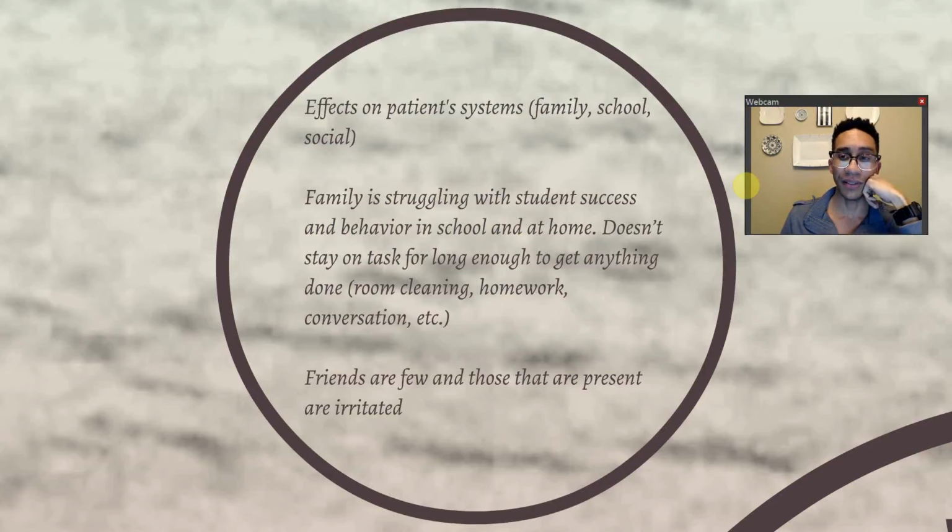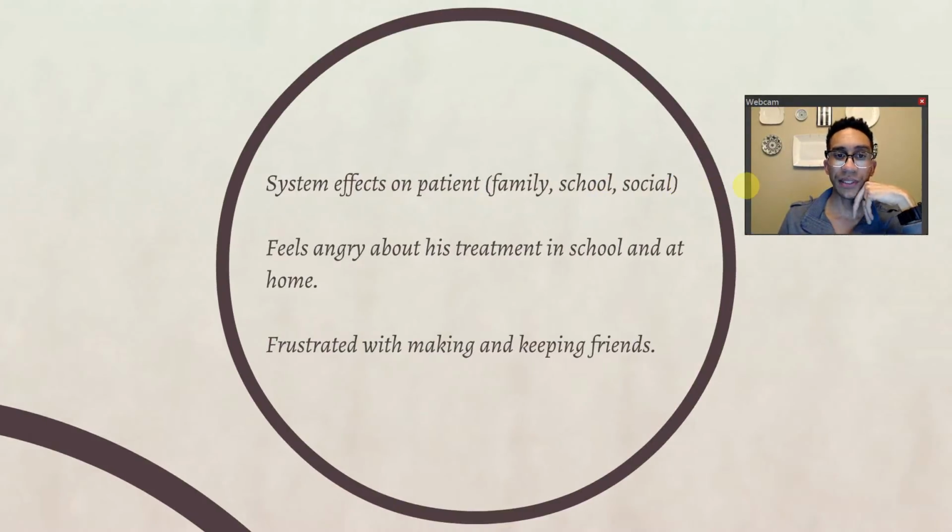All those things that are part of the patient system or the child system or the client system are affected. Teachers aren't happy because the work's not getting done and the grades are bad. Parents aren't happy because the grades are bad. Kids aren't happy because his friends or her friends are falling by the wayside because they don't want to put up with them all the time. It's not good. So school could be affected, social life, as well as the family. Okay, so system effects on the patient: family, school, and social.